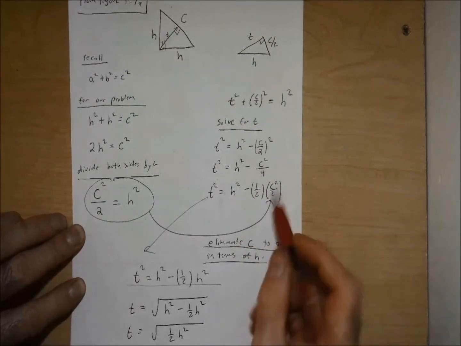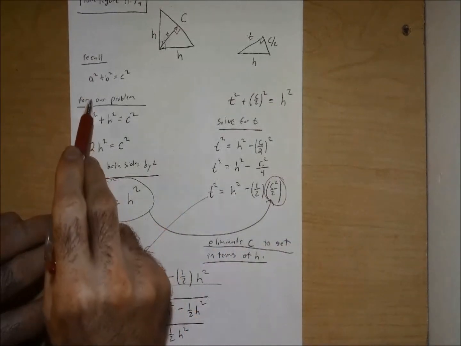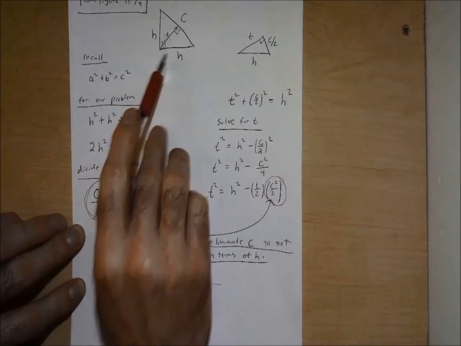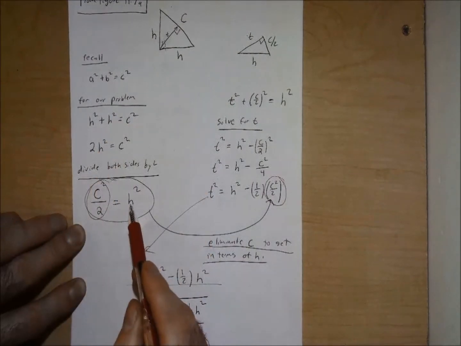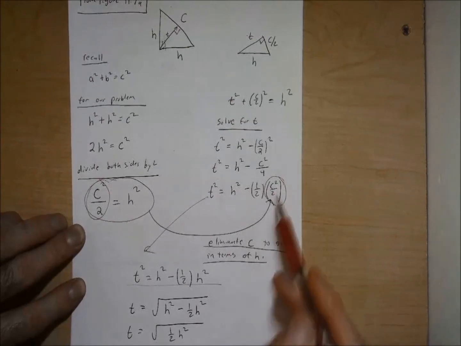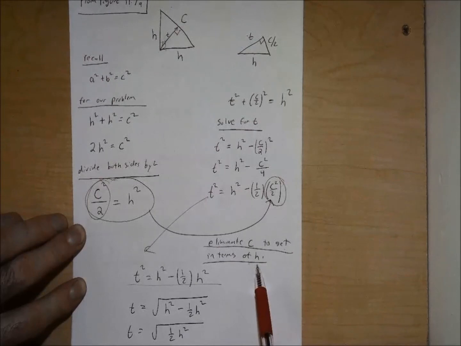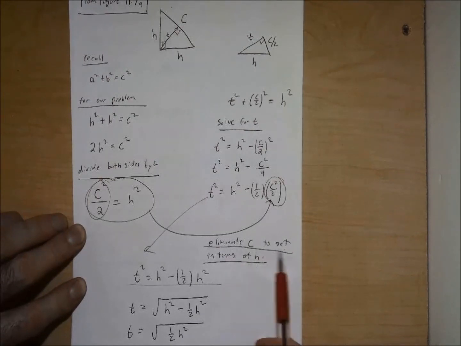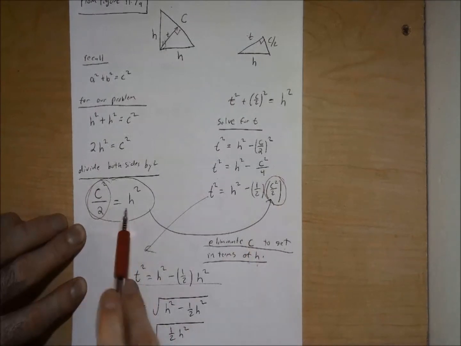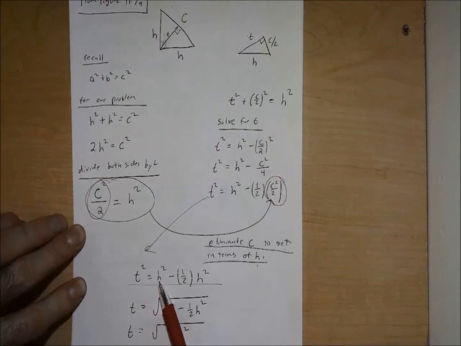And the reason I want to do that is because for my c squared over 2, I have a relationship from my Pythagorean theorem from the entire triangle up here. So c squared over 2 is equal to h squared. So I can replace this with an h squared, which does exactly what I want and eliminates c to get it in terms of h. Because if we recall, we want the formula in terms of t and h, not in c. So all of this is to eliminate c from this here. So I plug in my h squared for my c squared over 2 here. I end up with t squared is equal to h squared minus 1/2 h squared.